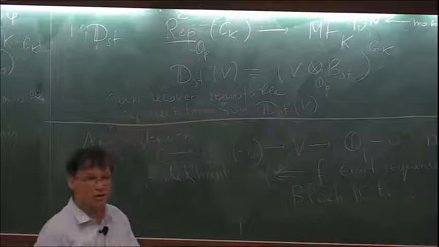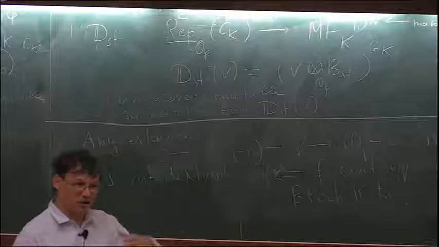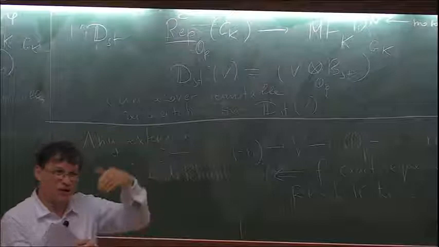One can prove that any extension of the following form, 0 to Q_p(-n) to V to Q_p to 0, for n greater or equal to 1, is not de Rham. But it is Hodge-Tate. This follows from the fundamental exact sequence and was probably written explicitly first in a paper of Bloch and Kato.